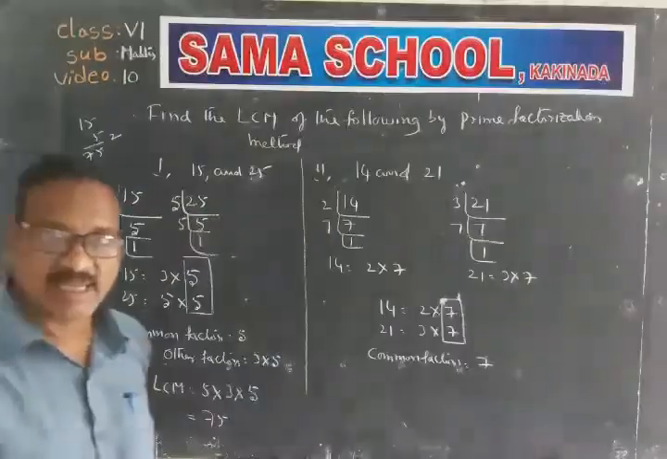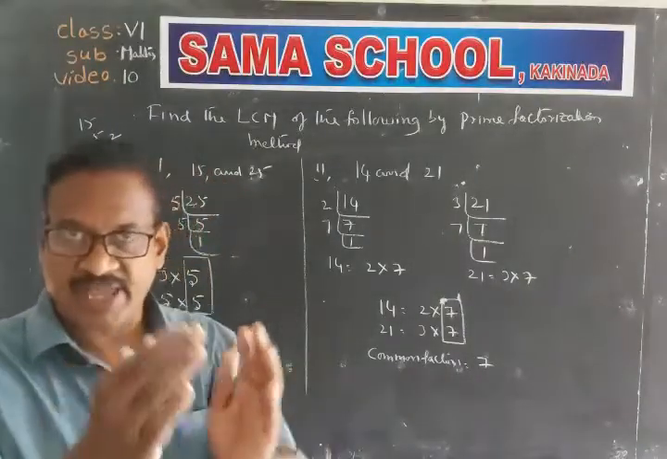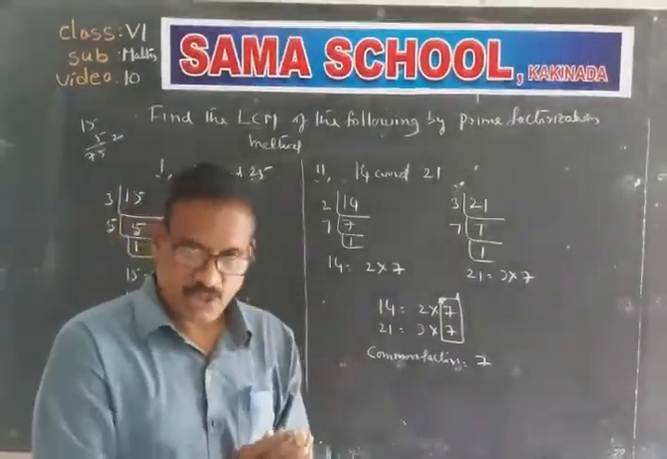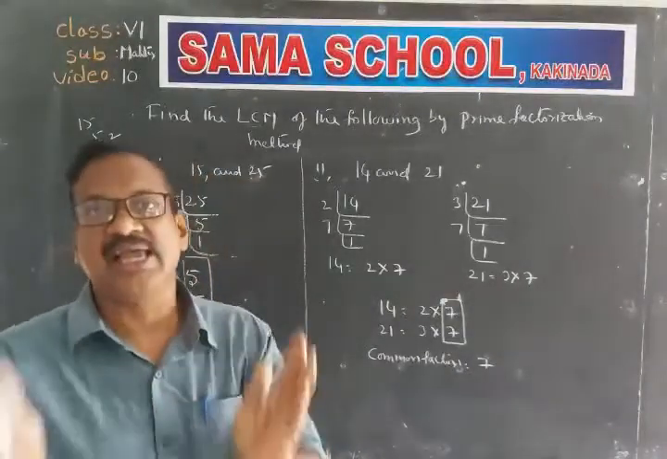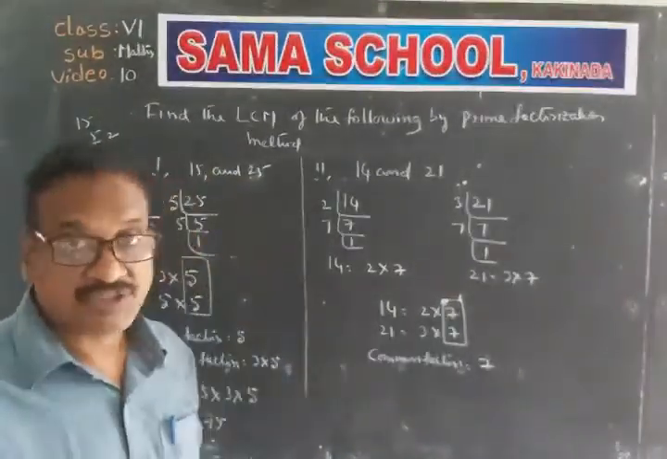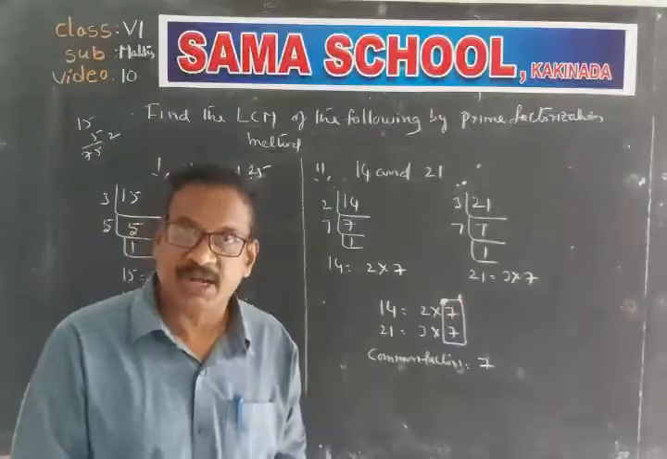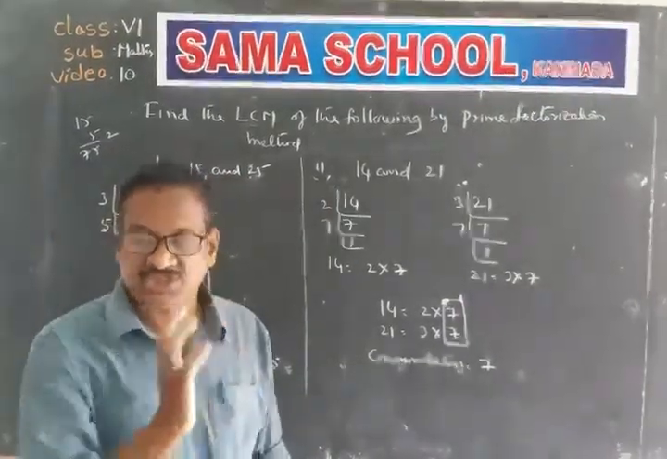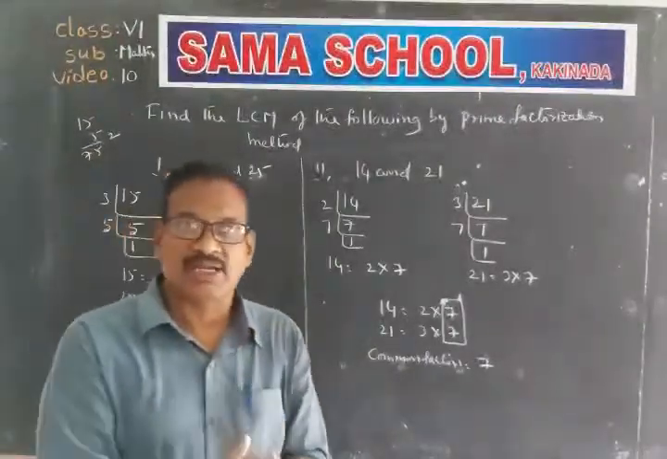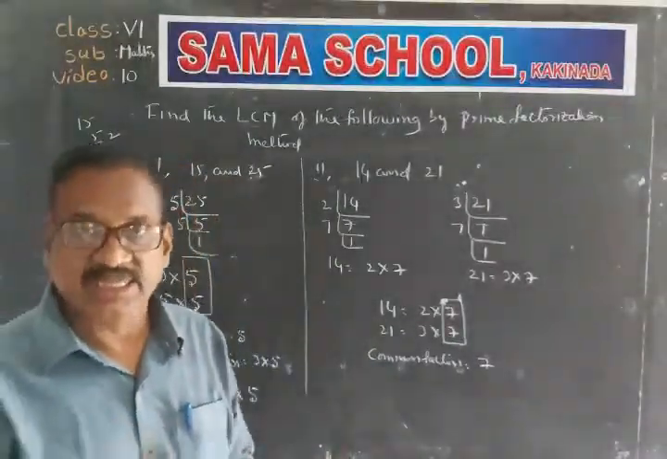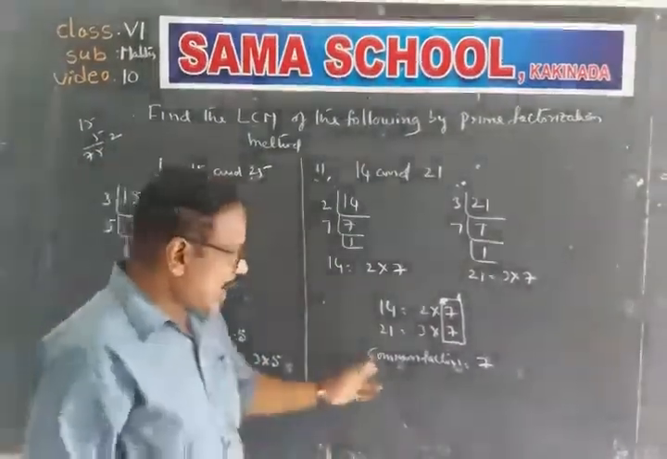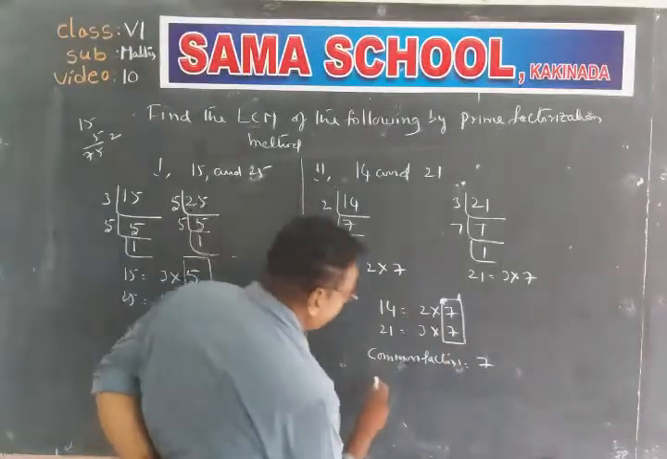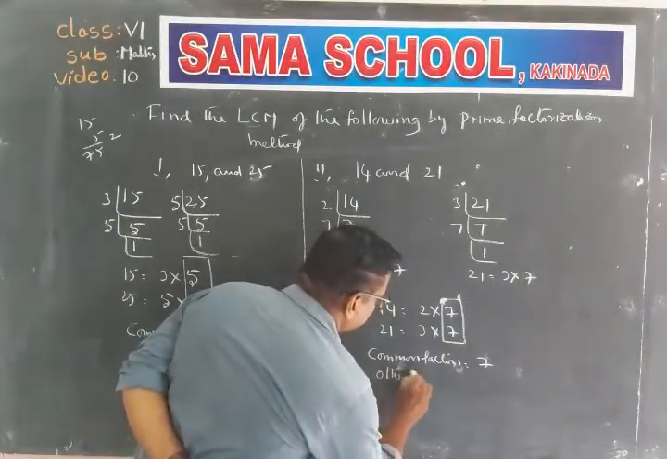Now what to do in LCM? You find the common factors and other factors. Both are multiplied. That is the LCM. That is the difference that I already explained just before. What is the difference between LCM and HCF? In HCF, you take only the common factors. You take the product of the common factors. That is the HCF. But in LCM, the product of the common factors and other factors.